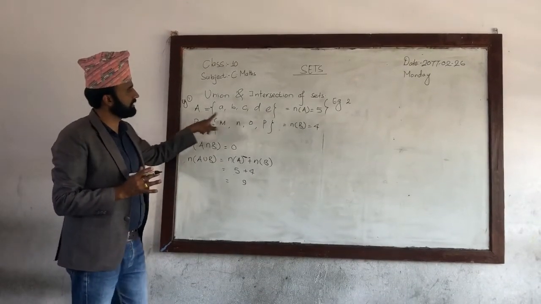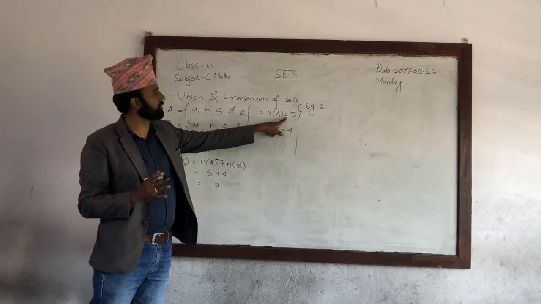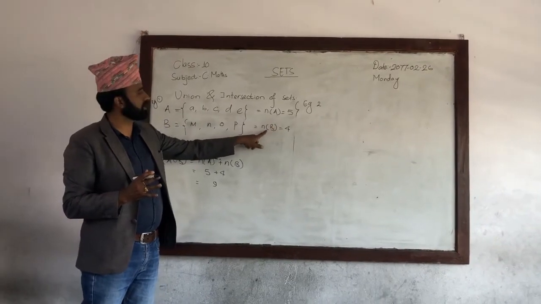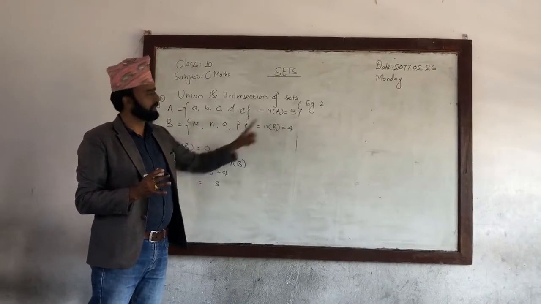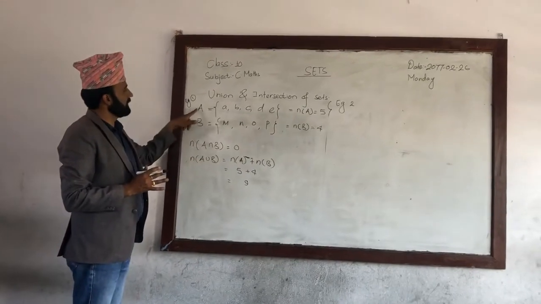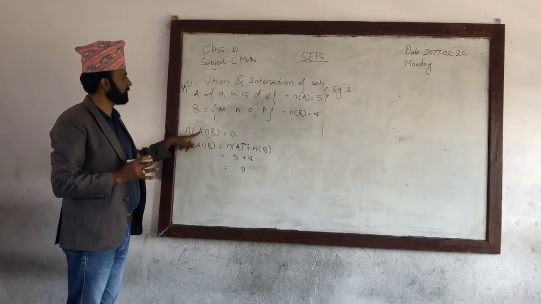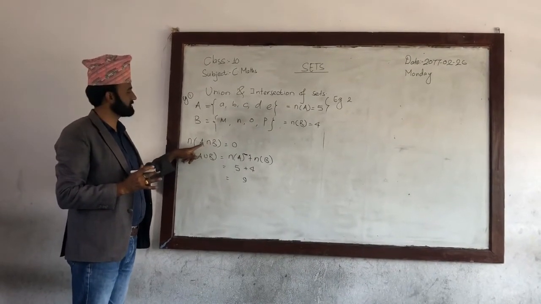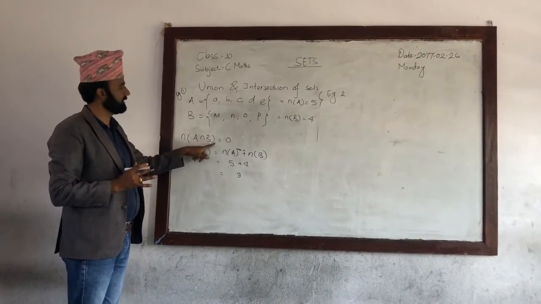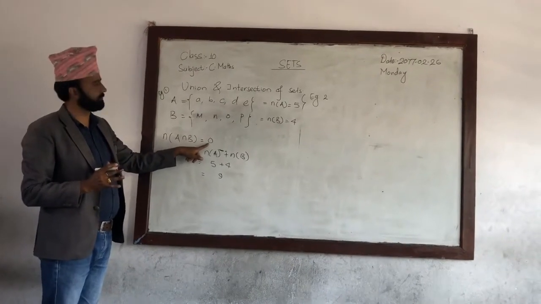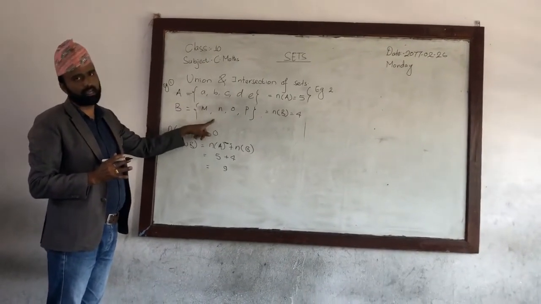This set contains 5 elements. The cardinal number of set A is 5. The cardinal number of set B is 4. Now, if they have no common elements, the intersection of set A and B is 0, because there are no common elements.